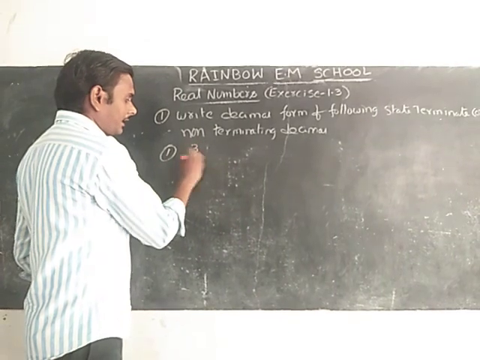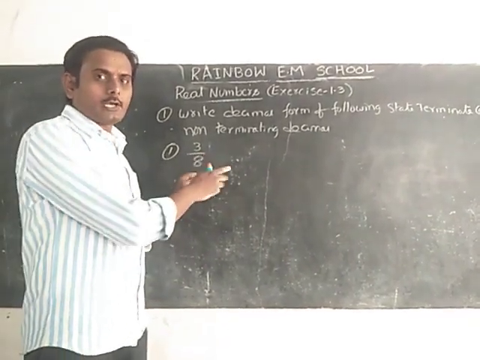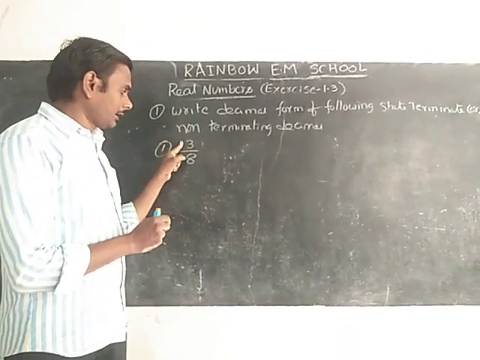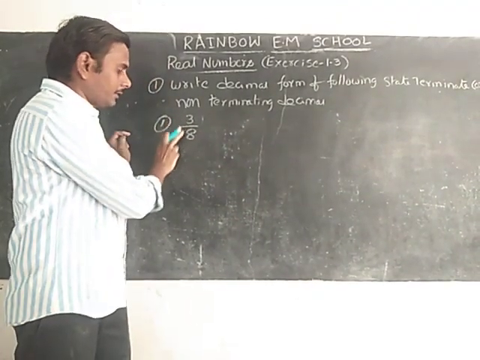First question: 3 by 8. Like this first one only we will do, for example; I am saying one sum. 3 by 8: the numerator is 3, the denominator is 8. Now divide the numerator by the denominator.